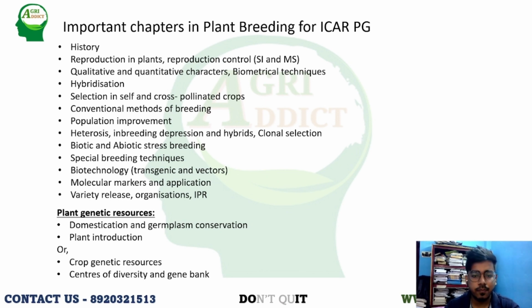Then clonal selection. This chapter is less important, but one part in the clonal selection from the B.D. Singh book is very much important. That part is the mutation part, the sectoral mutations, or the peripheral mutations. Those parts are very much important with respect to the ICAR JRF examination. Sectoral parts means the chimeras which form after the mutation in clonal plants.